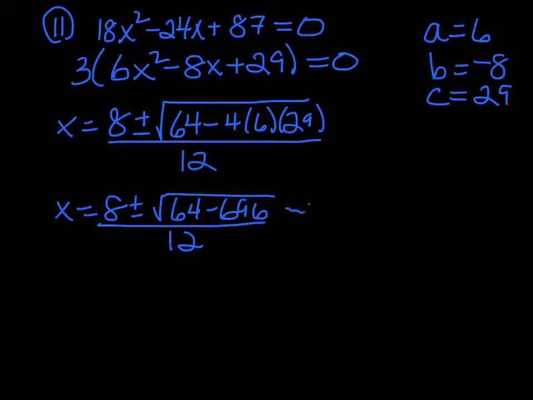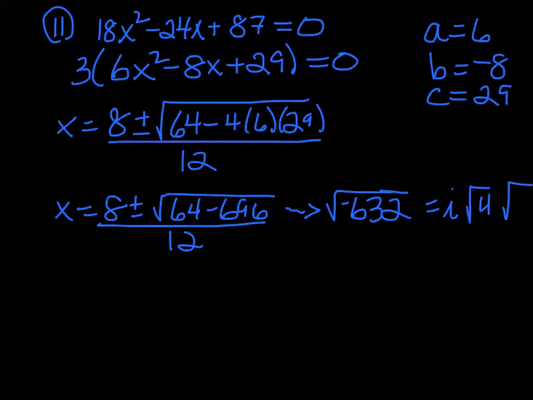So I'm going to take a little detour here, and that's going to end up being -632, which clearly is an imaginary number. All right, so I'm going to pull that negative out and make that an i, and then I'm going to break 632 down, and that breaks down to 4 and 158. I can't fit it. Okay, hold on. I'm going to put it up here. 4 and 158. There we go. Sorry about the ugliness of that.